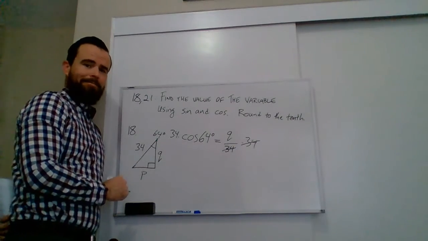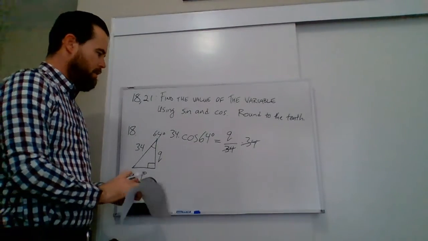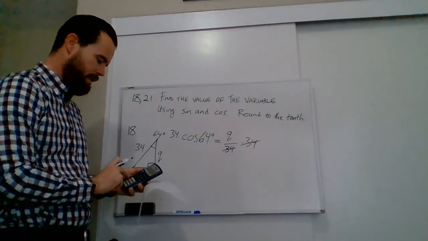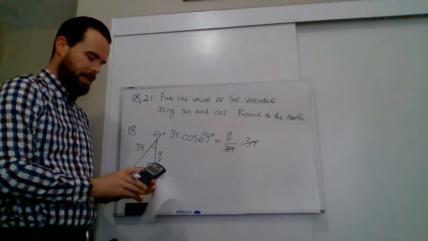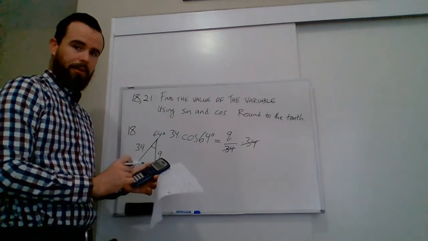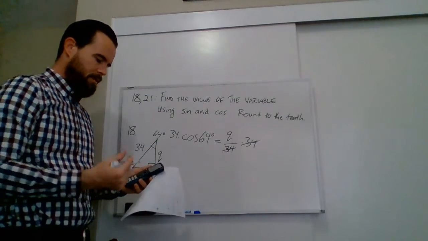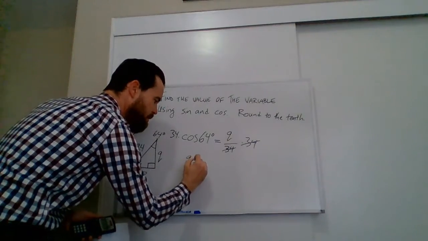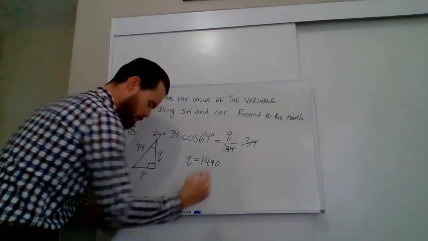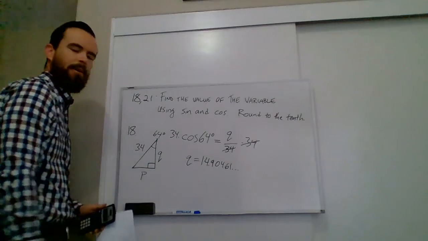We're going to need a calculator for this one, so let's get our calculators handy. We'll just do 34 times cosine. On your calculator, it's just going to say COS, and that's the one you use for the cosine. And sine just says SIN. So when we get that, we have Q equals 14.90461, and that decimal keeps going.